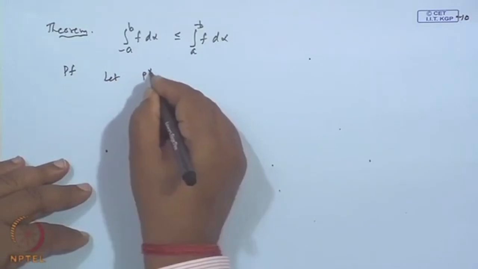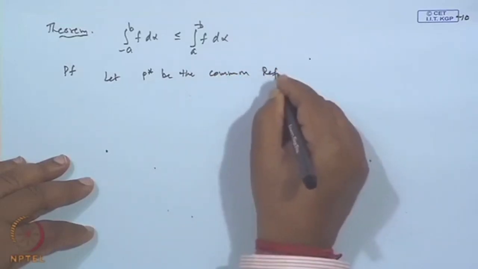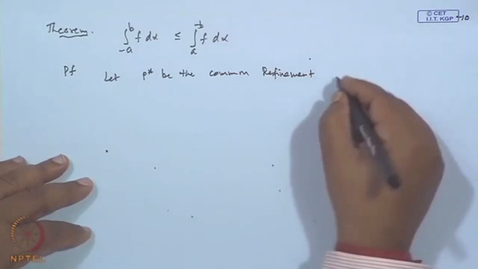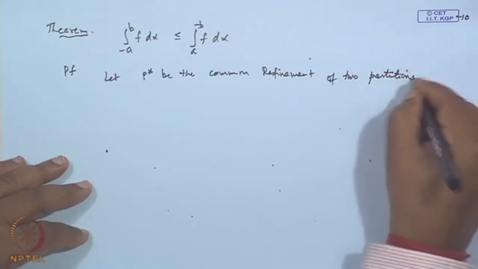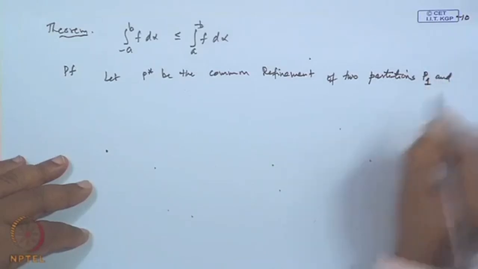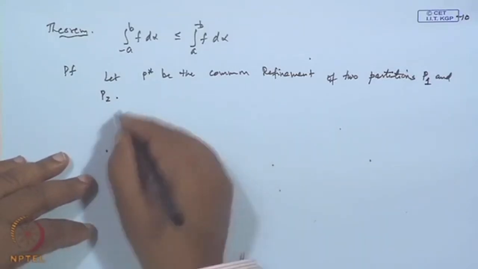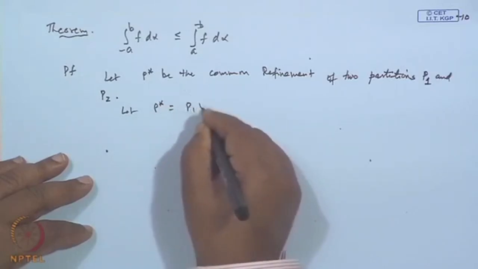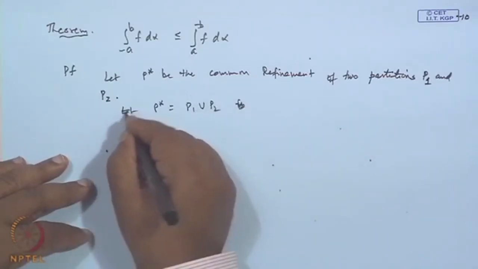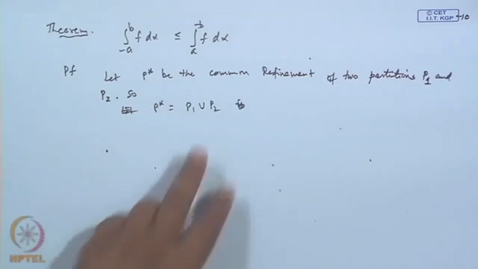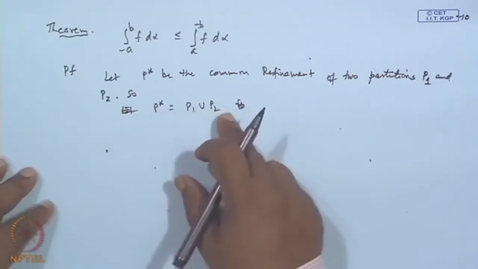Let p star be the common refinement of two partitions p 1 and p 2. So, let p star be the union of p 1 and p 2, because it is a common refinement. So, we can take p star as p 1 union p 2. So, it is a refinement for p 1 as well as a refinement for p 2.